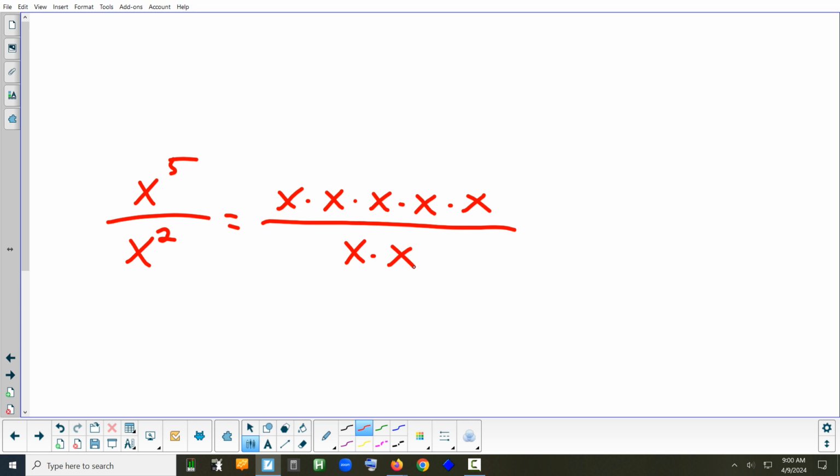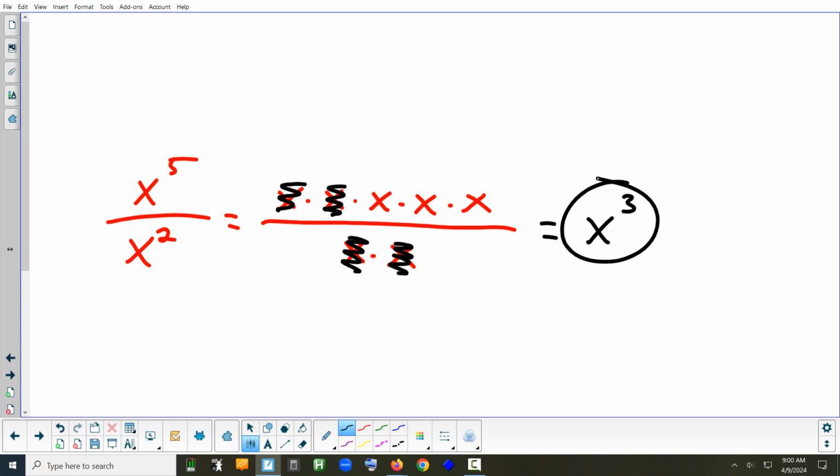Now, is there anything that's being multiplied together in the top that also appears in the bottom? Yeah, the x. Yeah, so there is an x in the top, and there's an x in the bottom. Anything else that appears in the top and the bottom? A second x. Yeah, there's a second x. Yep. That's gone. That's gone. So if you multiply together what you're left with, what's x times x times x? X to the 3rd.